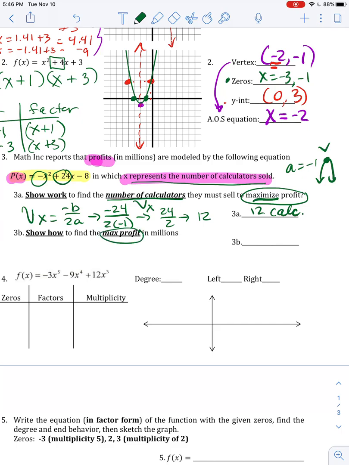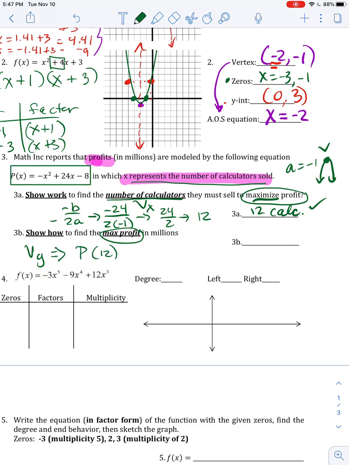In part 3B, it says, show how to find the max profit. Well, if this told me how many calculators I need, that's the X. Now they're asking me what's the highest Y value. So to get the Y, once you know the X, if you refer to your green chart, it's going to tell you, or if you just think about what you know, when you know the X and need the Y, you just plug it in. So I'm going back to this equation and I'm going to plug in my X.